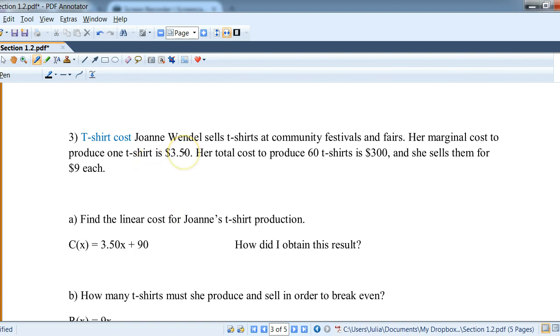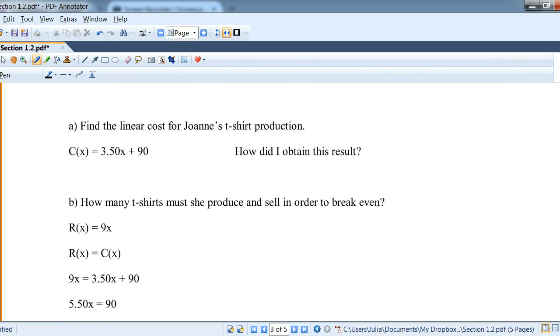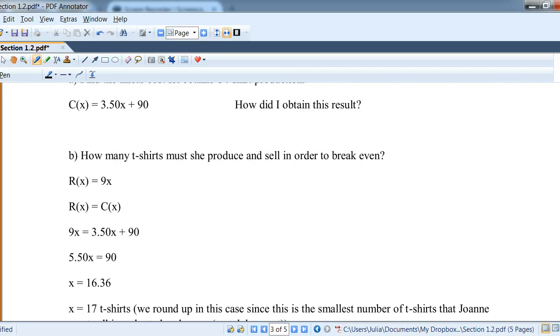I basically used the point-slope equation from the previous example, where 3.50, that's marginal cost, which for us is the slope, and then the point would be (60, 300), and again you can plug it in, and just like in the previous problem you can solve for it and hopefully you obtain the same result. The revenue, we know that the selling price is $9 each, so revenue would be 9x. And now we can set them equal to each other, and we can find out that x is 16.36.